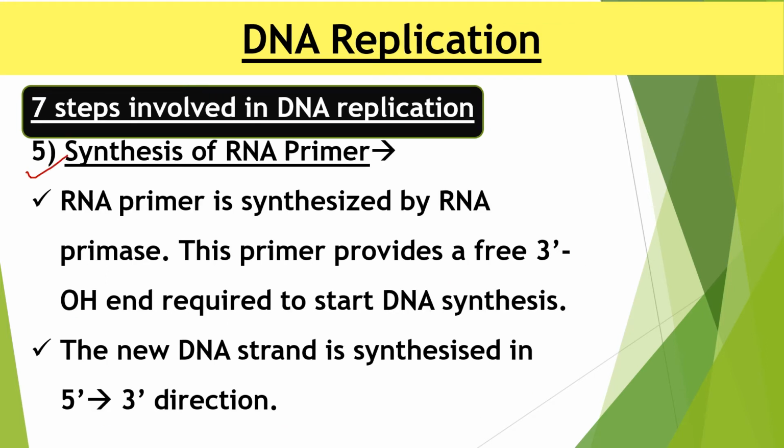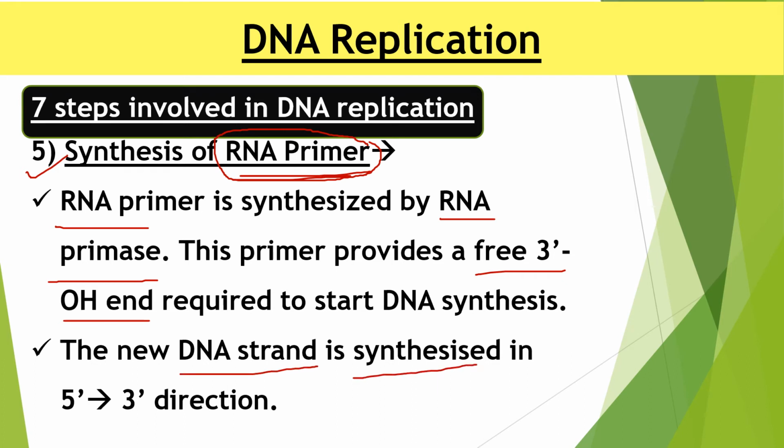Next step is to synthesize the RNA primer. Now we know that DNA replication cannot take place de novo. It requires an RNA primer which will provide it with the free 3' OH end. So this primer is actually synthesized with the help of an enzyme called RNA primase. Then after this, the new strand of DNA can be synthesized by simply continuing or elongating the free 3' OH end provided by this RNA primer. Always note that DNA synthesis takes place in the 5' to 3' direction.